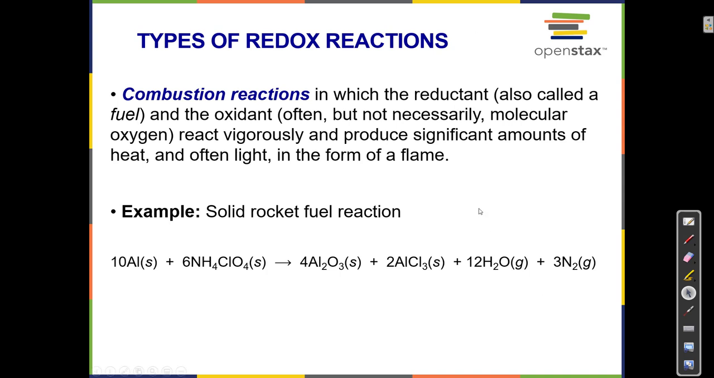So one type of redox reaction is a combustion reaction. And combustion reactions are reactions where an oxidant and a reducing agent react and create a lot of heat and light. So generally, we're talking about something like a campfire as an example of a combustion reaction, where I'm burning a piece of firewood. So usually what happens in a combustion reaction with hydrocarbons is that hydrogen and carbon react with oxygen, and the oxygen is reduced and the carbon is oxidized, and that creates a lot of heat and light, and we call that fire, the effect that that has.